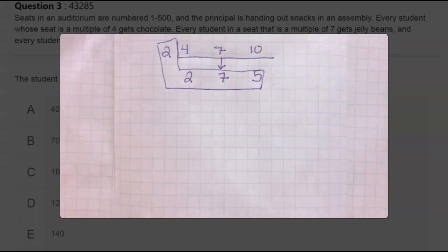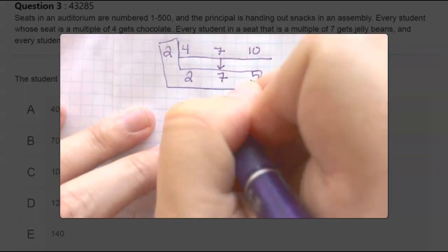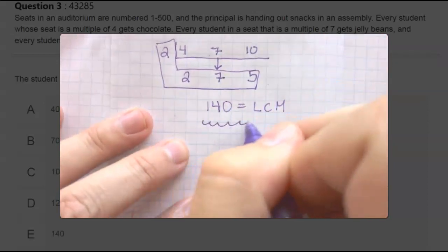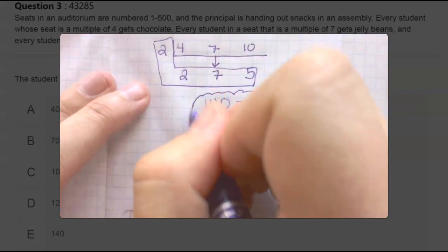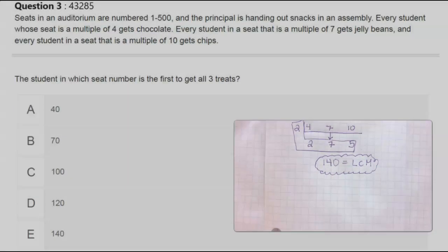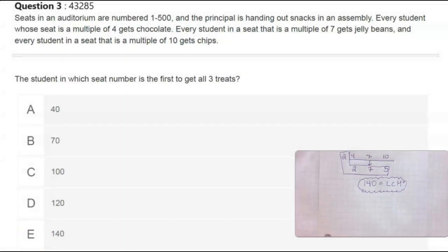So we're going to do 2 times 2 times 7 times 5. And you should get 140. So what that means is that if you are the 140th person in line, you're getting all 3 snacks because it just so happens to fall that way. All right, let's go to the next one.